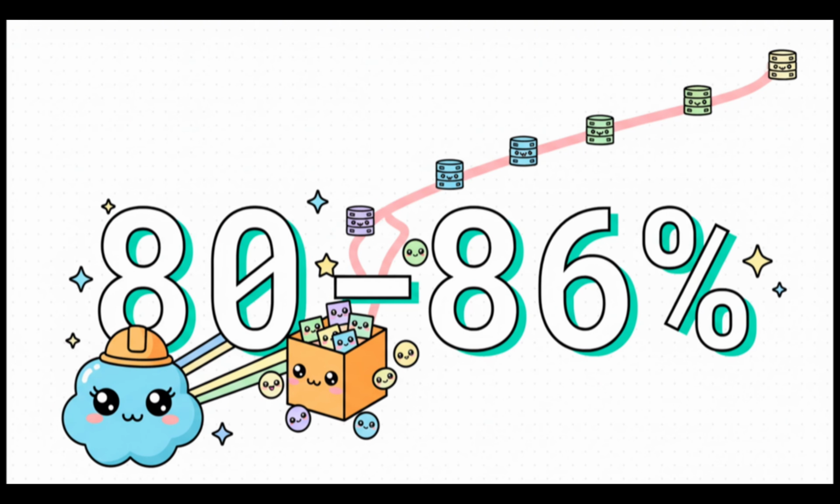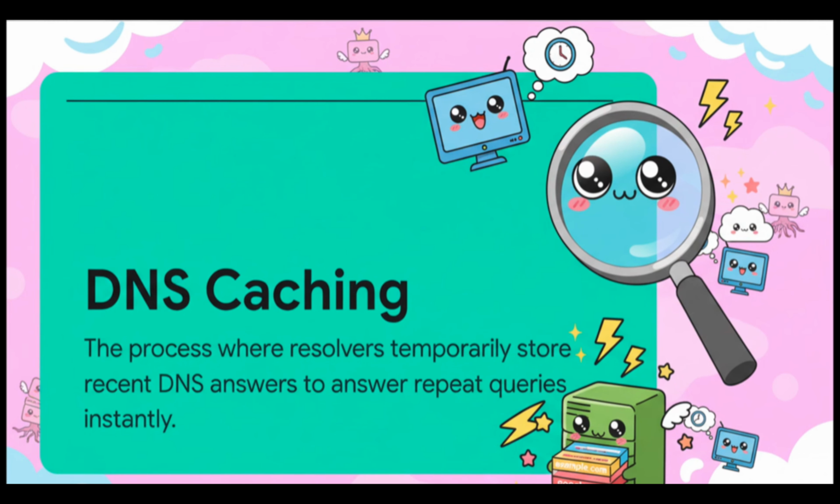According to a study from MIT and KAIST, this is how often DNS lookups get a cache hit. What that means is a whopping 80 to 86% of the time, that whole four-step journey we just walked through doesn't even have to happen. How is that possible? The answer is caching. It's like a short-term memory.